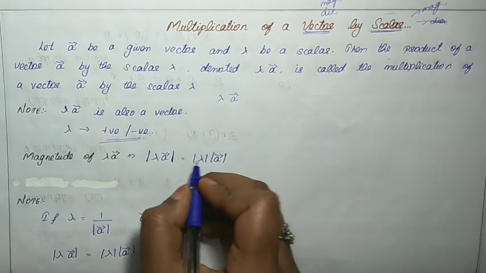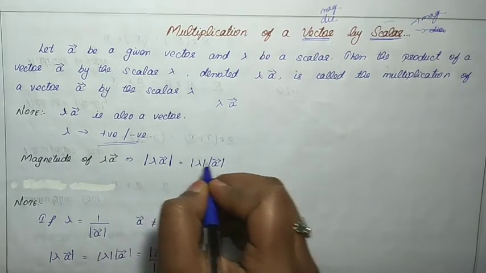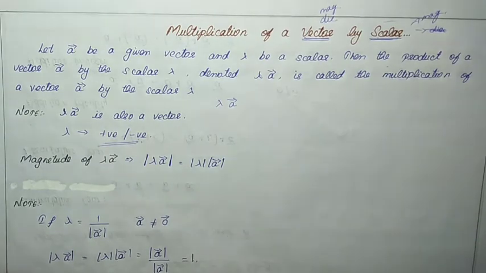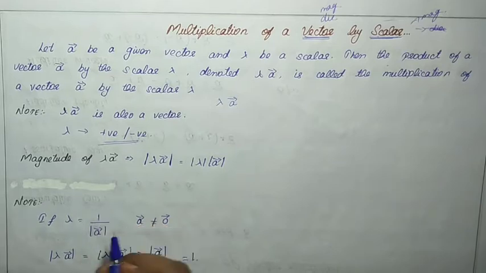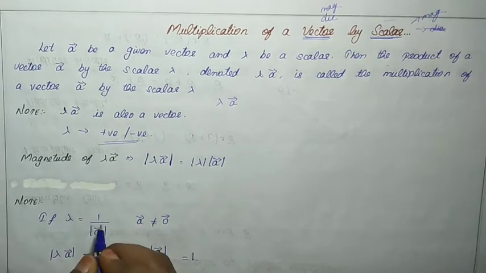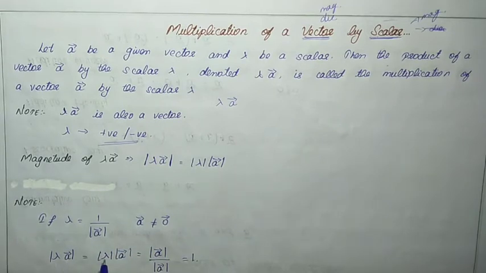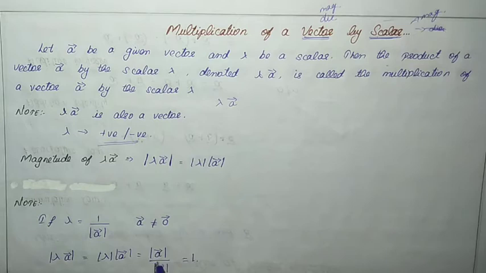Both are also same only. So even if lambda is negative, when we take the magnitude, we get a positive scalar quantity. One more important note: if lambda is 1 by the magnitude of a vector, then lambda times a vector equals, we write it in such a way. So what is mod of lambda? Lambda is 1 by mod of a vector, so mod of lambda is the same as 1 by mod of a vector. Therefore I've written mod of a vector divided by mod of a vector, which is 1.